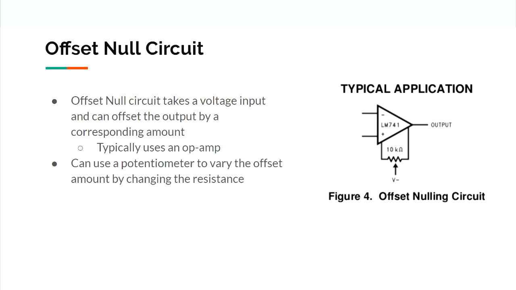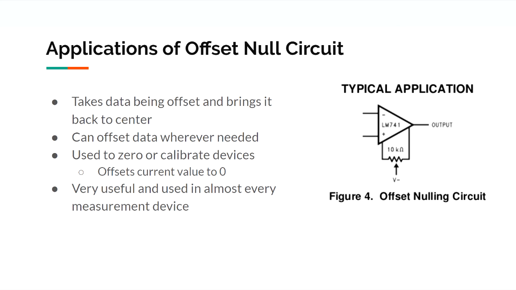An offset null circuit can take a voltage input and offset the output by the corresponding amount. This type of circuit generally uses an op-amp. Typically, offset null circuits will use a potentiometer to vary the voltage input to the offset null portion of the op-amp. Offset null circuits are generally used to offset data or to bring it back to zero. The offset can be whatever is required at the time and can offset the data wherever needed. It can be used to zero and calibrate devices by bringing the current value to zero. These are very useful and used in most measurement software in order to calibrate back to zero.